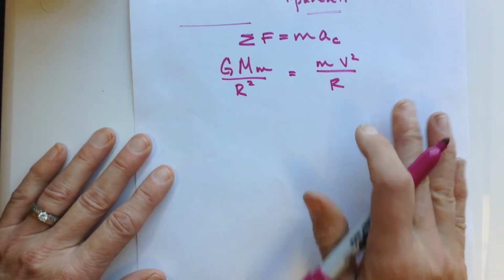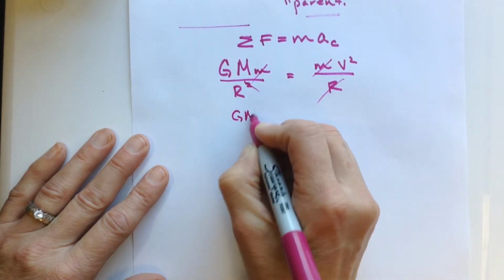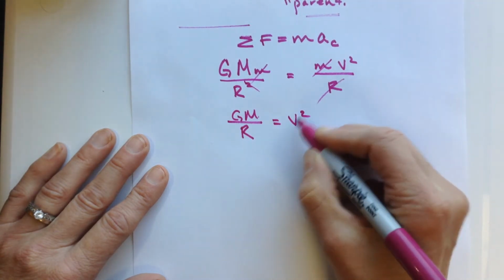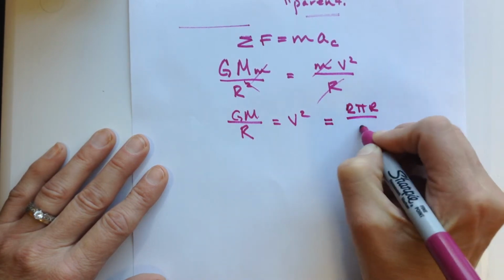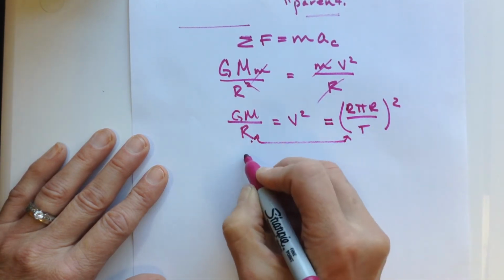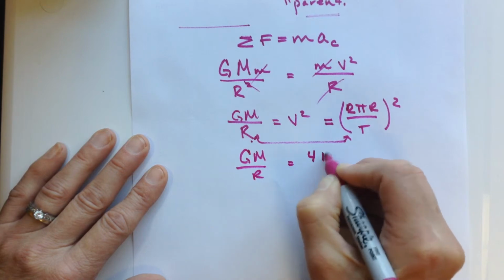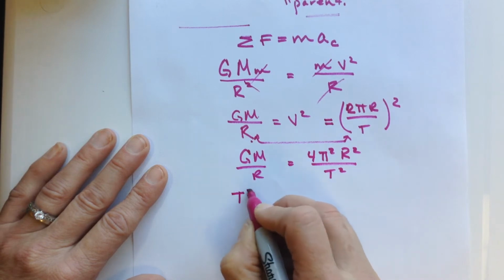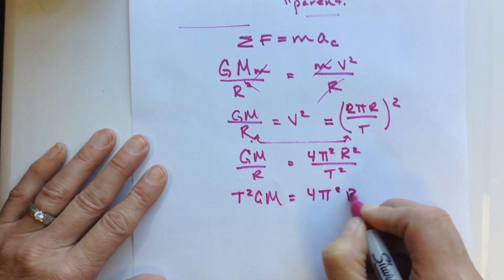So again, we're going through the same algebra that we've done in class before. That m is going to cancel with that m, that r cancels with that r, and I get big G times the mass of the parent over r is equal to v squared. Now, we're going to get this in terms of the period, so we're going to set v equal to 2 pi r over T, square the whole thing, and multiply everything out. So you get G, big M over r is equal to 4 pi squared r squared over T squared. Now I'm just going to cross multiply, and I get T squared G M is equal to 4 pi squared r cubed.